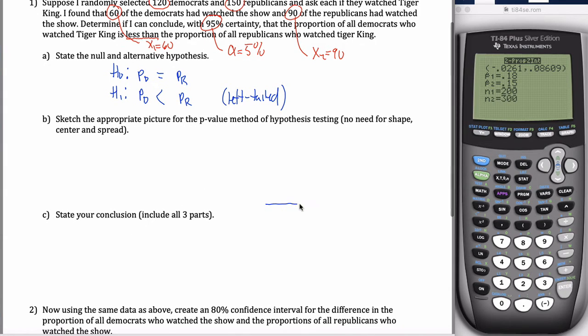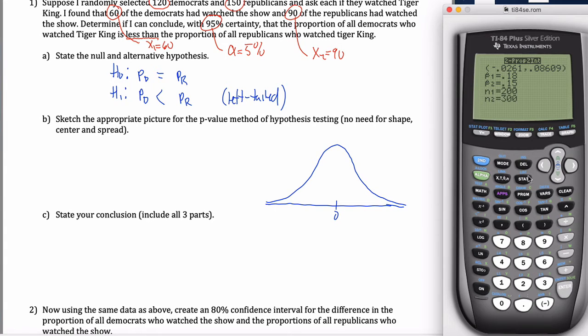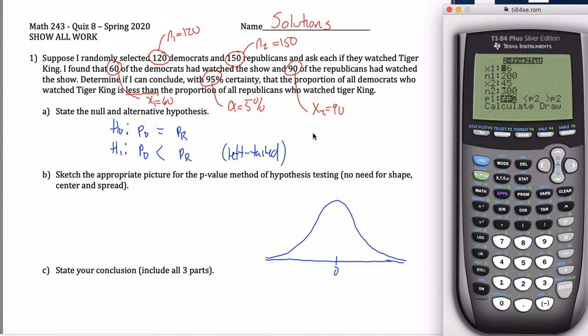Sketch the appropriate picture for the p-value method of hypothesis testing. Sure. So here is a pretty nice looking normal distribution. Throw 0 in the middle because it's hypothesis testing, and then go to stat tests and look for 2-prop z-test. When I go to 2-prop z-test, it'll ask me for the numbers that I wrote above. X1 is labeled up here to be 60. N1 is labeled to be 120. X2 is 90 here. And N2 is 150.